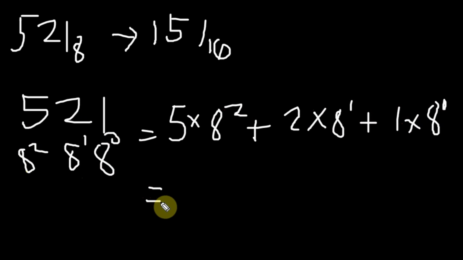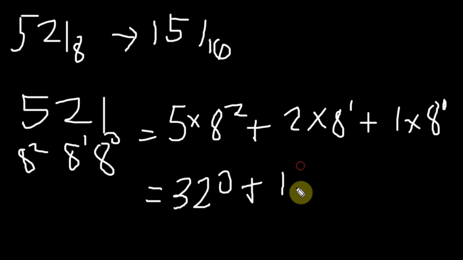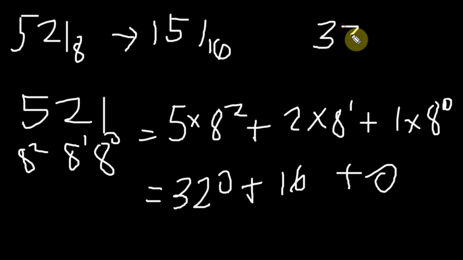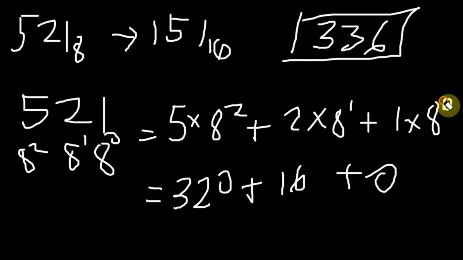That would be, 8 to the power of 2 is 64. 64 times 5 is equal to 320. Plus 8 to the power of 1 is 8 times 2, that is 16. Plus 8 to the power of 0, which is 1, times 1 is equal to 1. So 320 plus 16 plus 1 is equal to 336. Let's erase that.